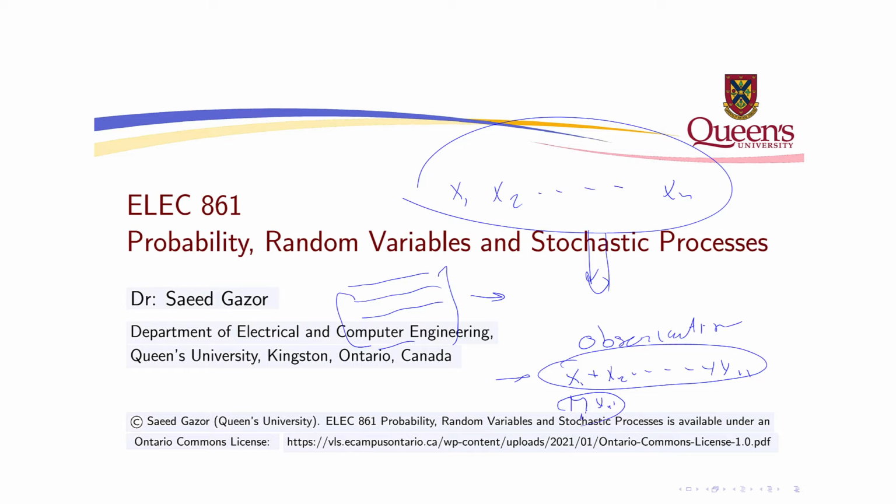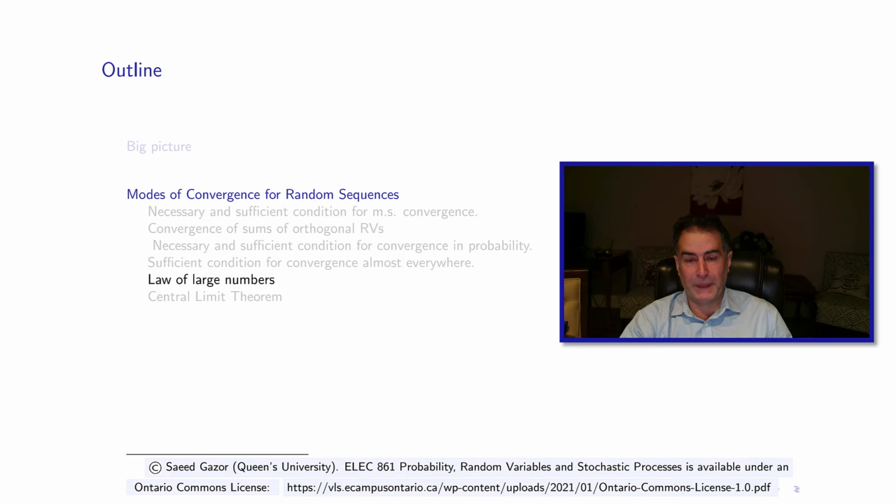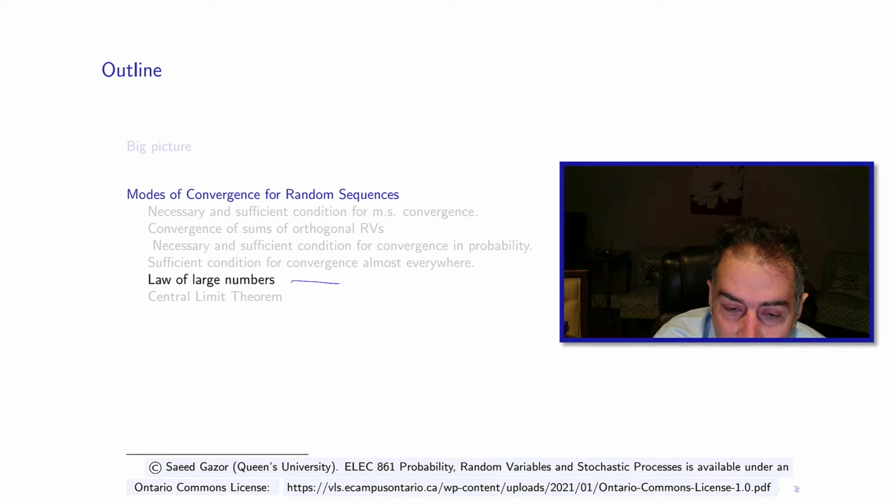For example, consider a room and a specific area on the wall. How many molecules of the air will hit the wall and create a pressure? So pressure is a random variable, which is the sum of the forces created by the molecules that hit the wall, and then we want to know the behavior of that. So this is called the law of large numbers.